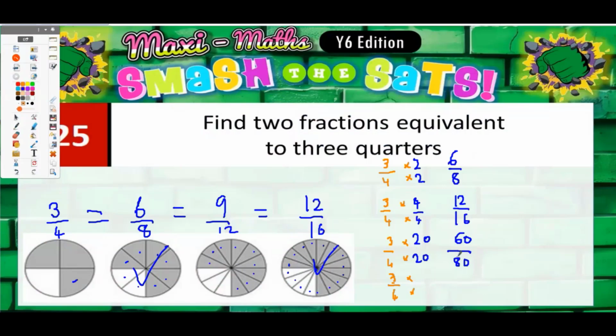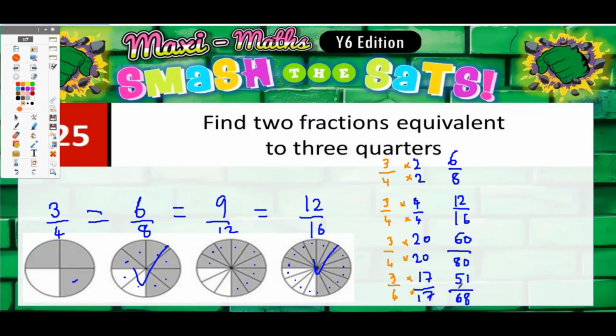You could even times by something quite tricky, like 17. You could go 3 times 17, 4 times 17. Now that's making life trickier than it needs to be. But if you were to do a quick column method to work out 3 times 17, you'd figure out that was 51. If you're a darts player, you know that straight away. Treble 17 is 51. And 4 times 17 is going to be 68. So 51 over 68 is also a fraction equivalent to 3/4.